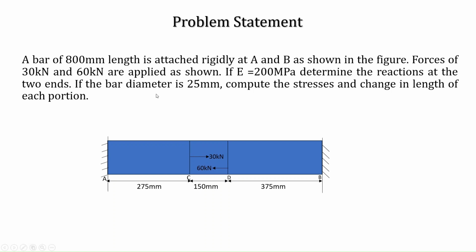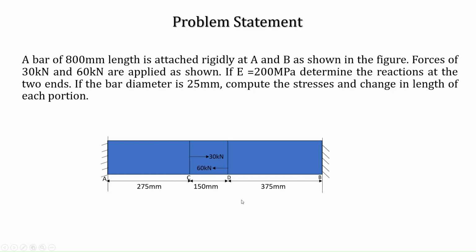Also, if the bar diameter is 25, here the word diameter indicates that the bar is circular in nature. Compute the stresses and change in length of each portion, that is AC, CD, and DB. So this is the problem statement.